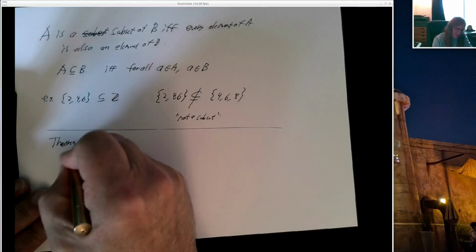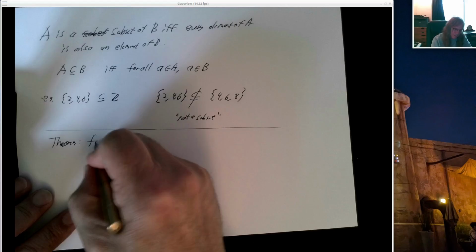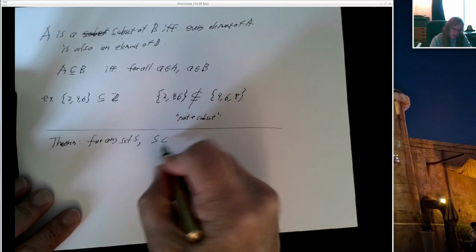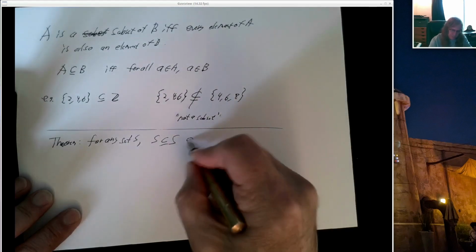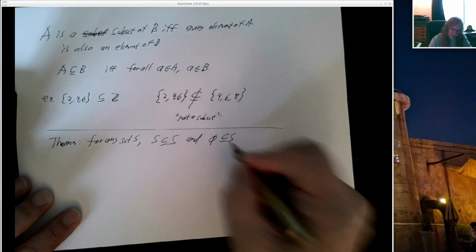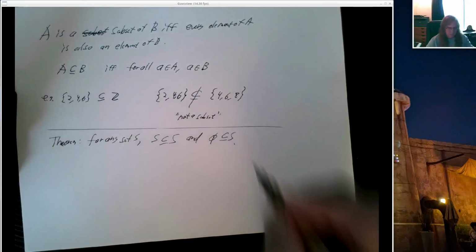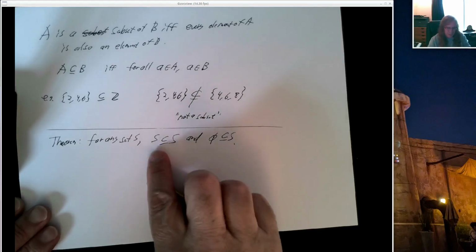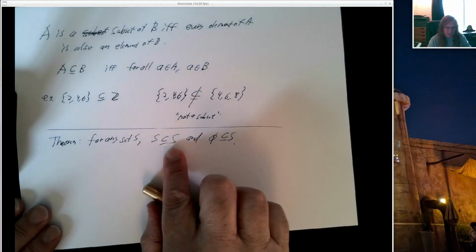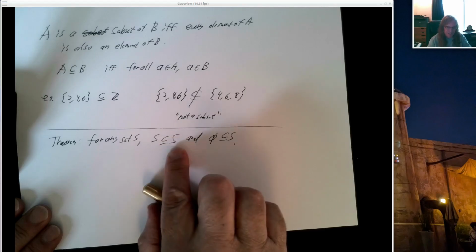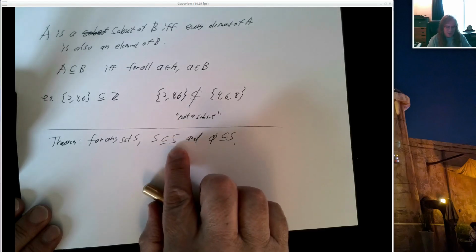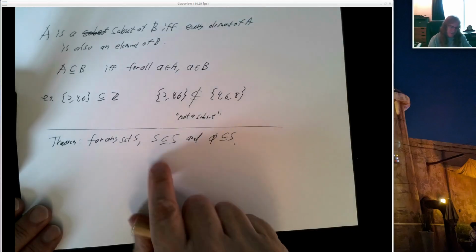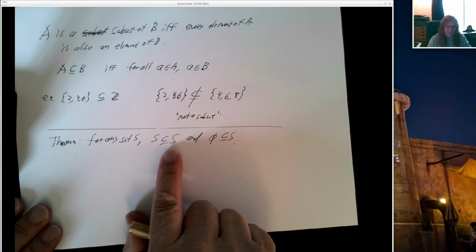Alright, so here's our first theorem of the course. For any set S, S is a subset of S, and the empty set is a subset of S. Okay, why is this first one true? Well, to say that this is a subset of that means any element in here is contained in there. Well, absolutely, any element contained in S is contained in S. That's obvious, right? So S has got to be a subset of S.